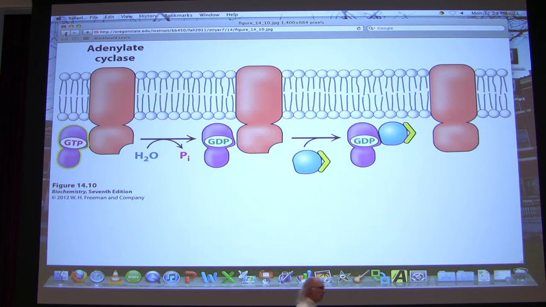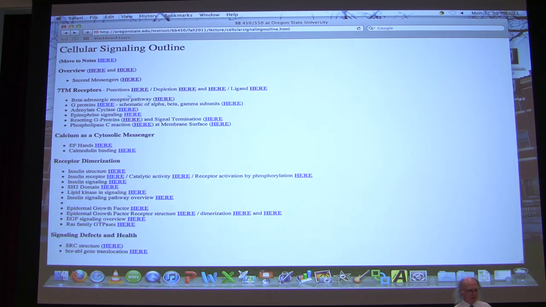So G proteins are self-regulating. They turn themselves off over time. That keeps the cell from making too much activated enzyme for breaking down glycogen. That's very important. We don't want to be doing that. Okay? So G proteins are very inefficient enzymes.